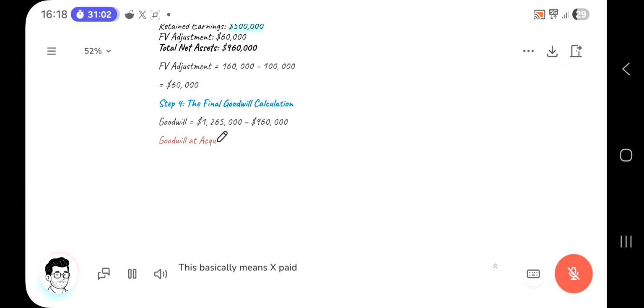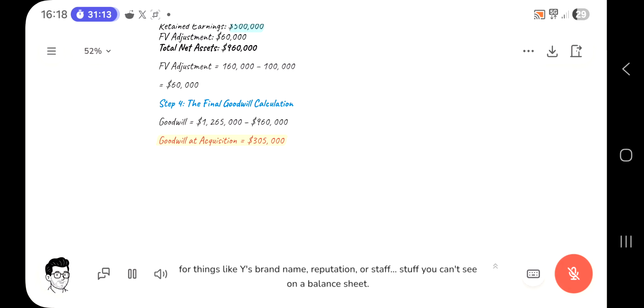This basically means X paid $305,000 extra for things like Y's brand name, reputation, or staff. Stuff you can't see on a balance sheet. Before we wrap up with your summary and flashcards, does that step-by-step logic feel solid to you?